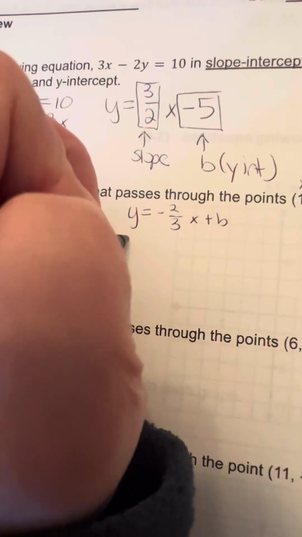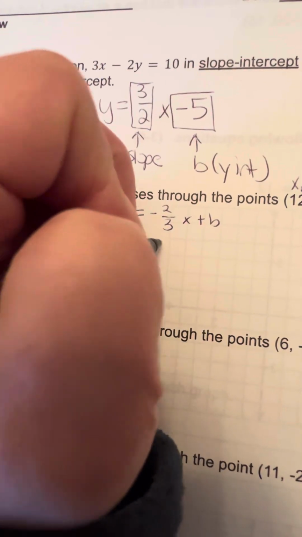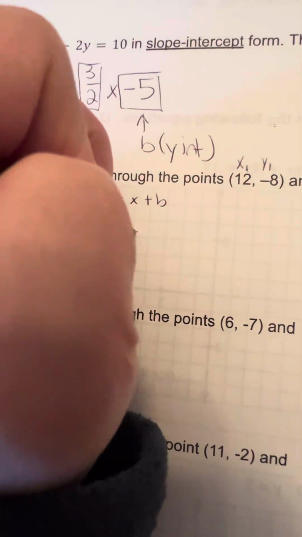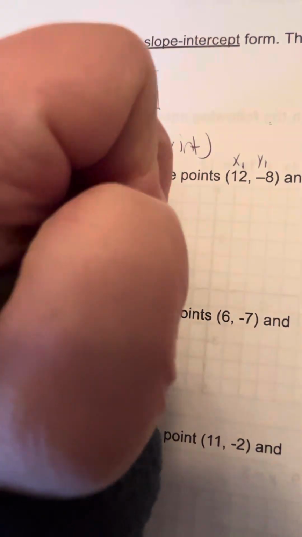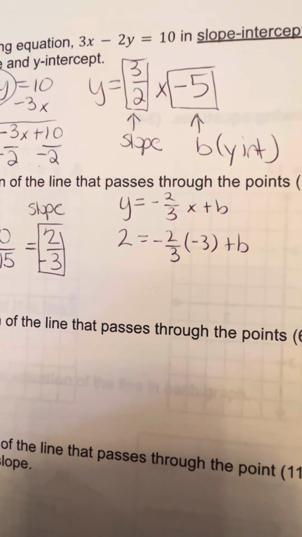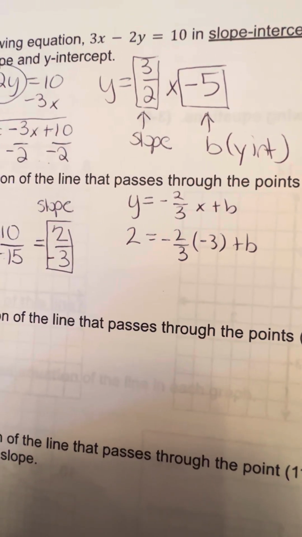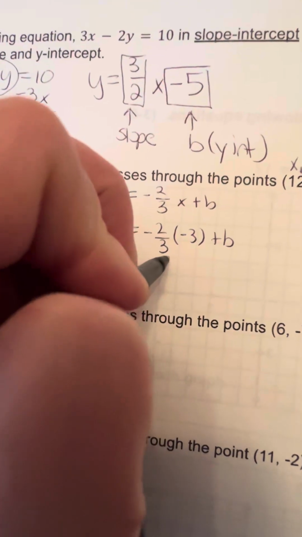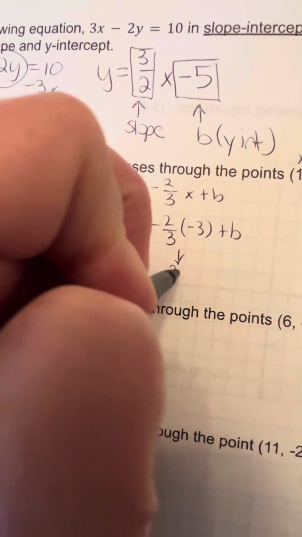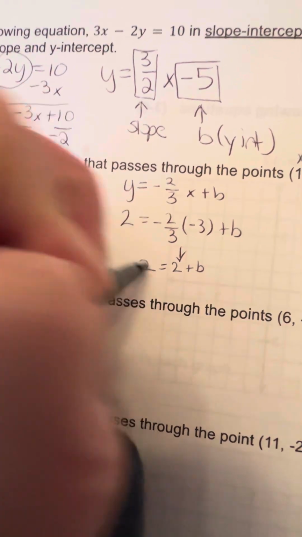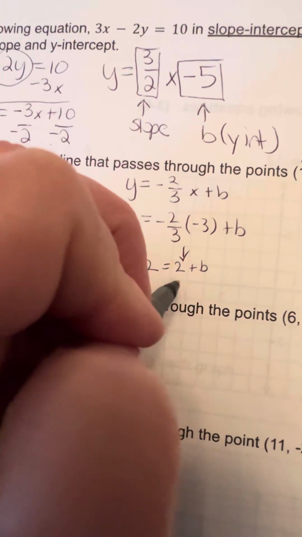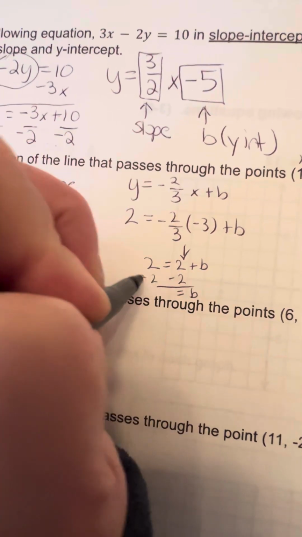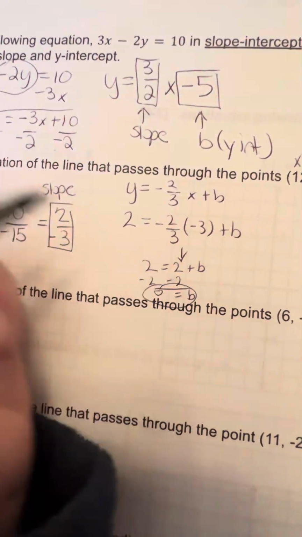So the y is the 2, and then -2/3 is your slope, -3 is your x, and then we're going to find out what b is. So we are going to multiply -2 times the -3, which is +6, over 3. So 6 divided by 3 turns into a +2. And then everything else stays the same. We are going to subtract 2 on both sides to get that b by itself. And b is going to be equal to 2 minus 2, which is 0.